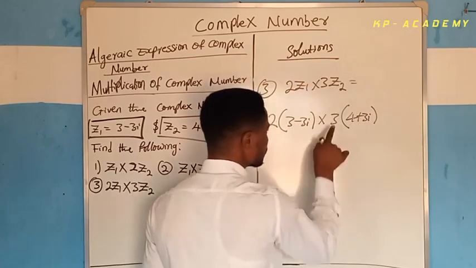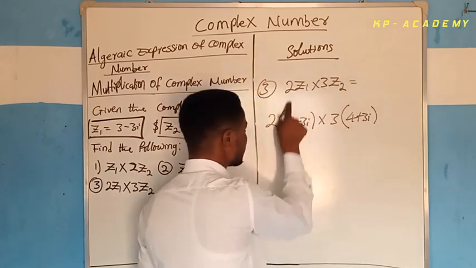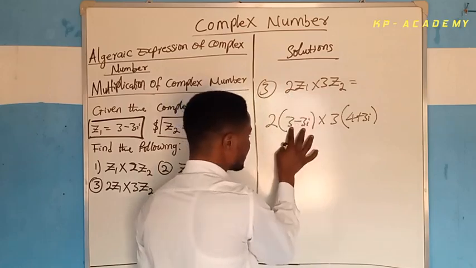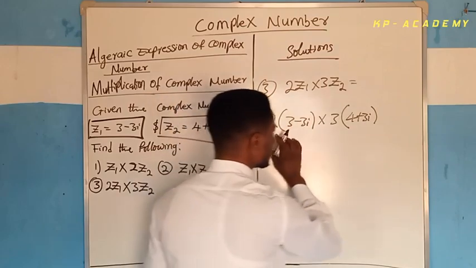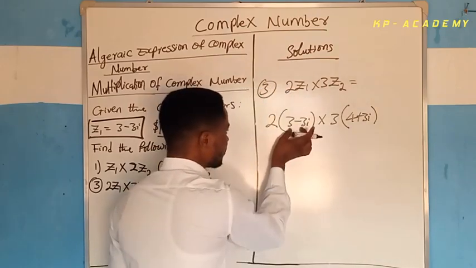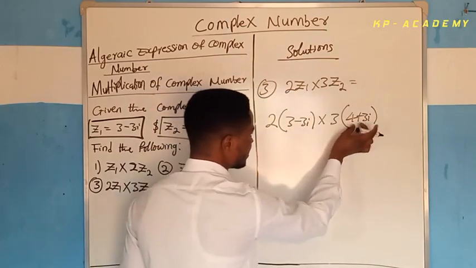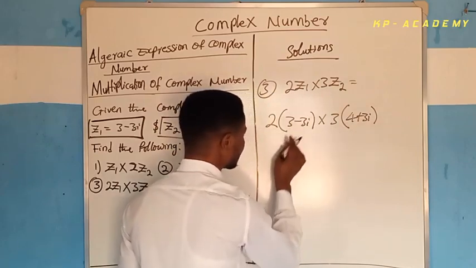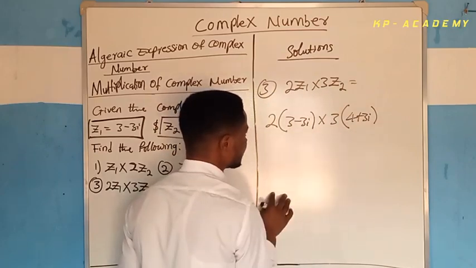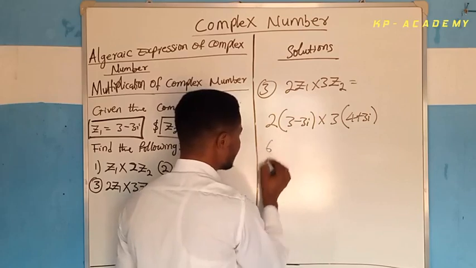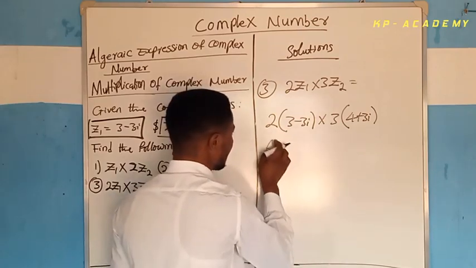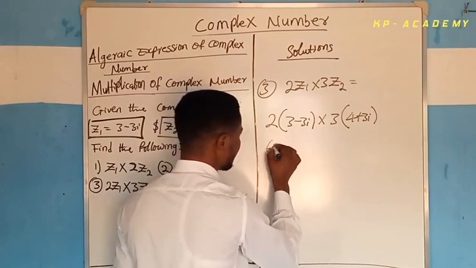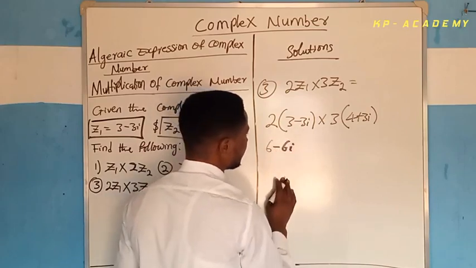So we put it in here. This 3 is this 3 here, this 2 is this 2 here, this z1 is in this bracket, and z2 is in this bracket. Very important. Now, expanding this bracket with this and this bracket with this, remember, this multiplication sign still remains there. So we're going to have 2 times 3, 6, and next, 2 times minus 3, we have minus 6i.